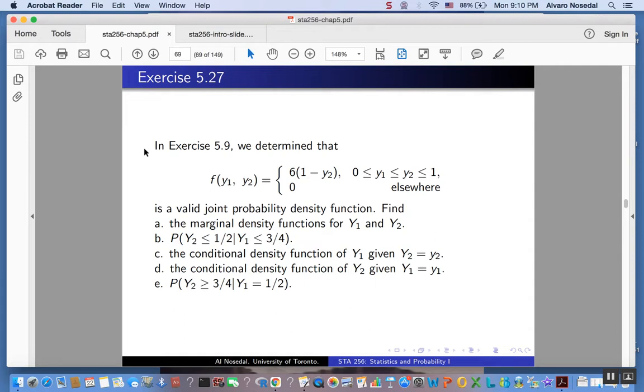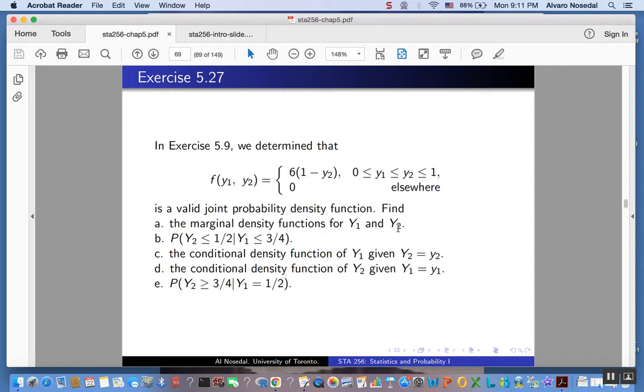As you can see, part A is about marginal density functions. In part B, we have to find a conditional probability, right? But parts C and D are about finding conditional density functions. And then part E is about, again, finding a conditional probability. So we are going to be doing all of them. First let us start with the marginal density functions for y1 and y2.